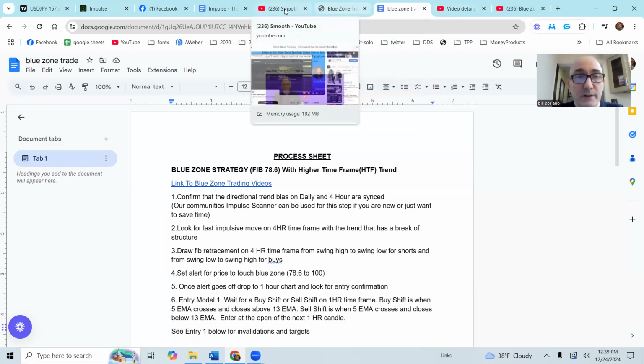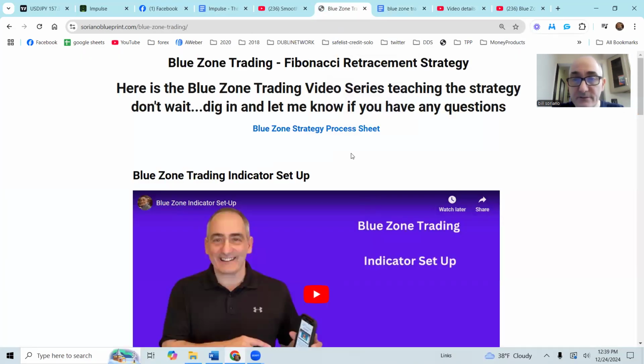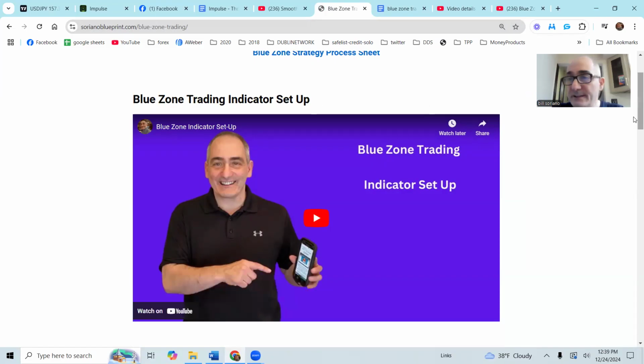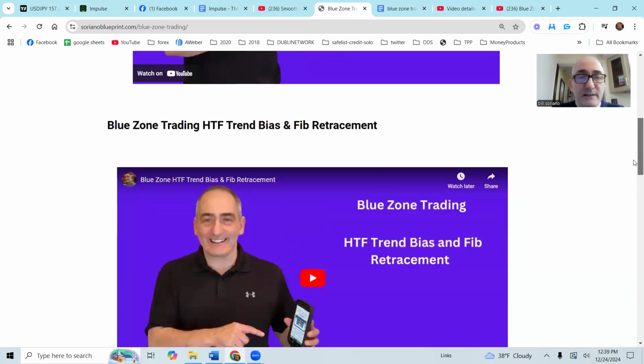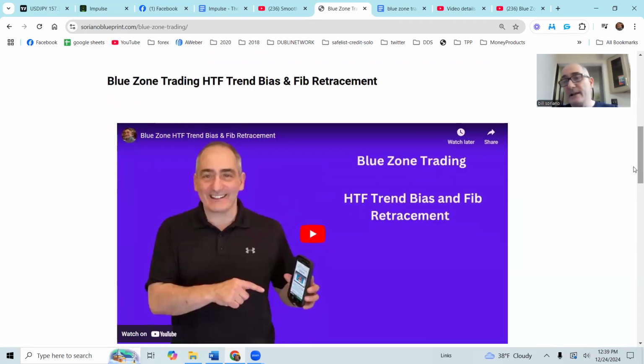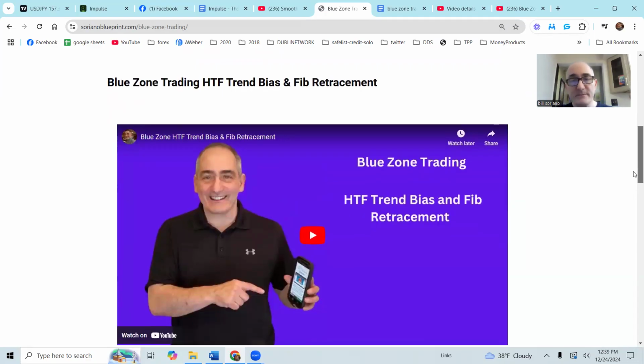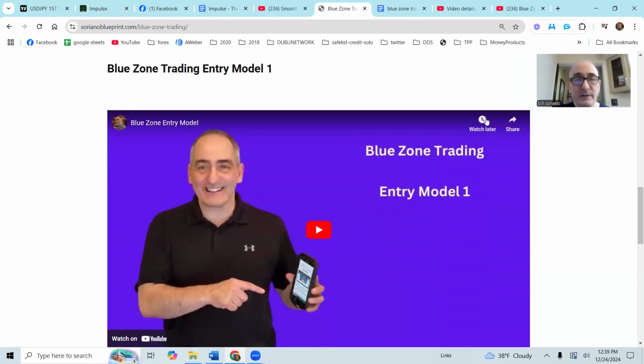Right? So where is that? Here's the videos for this right here on this page, serenityblueprint.com/blue zone trading. Right? First video shows you how to set up the two indicators, the two that we use. Second video shows you how to determine that higher time frame trend, draw the fib retracement on the 4 hour. And then this is our entry model. Once price moves into that blue zone, we drop down to the 1 hour. We set our alert there. Once we get the alert, we know to come to the chart, drop down to the 1 hour and look for our one entry model here.